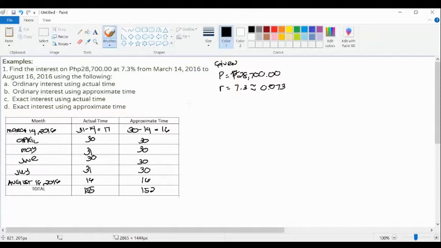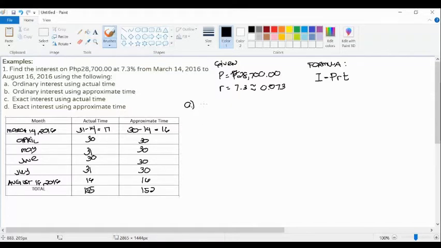Now we can answer the first question. If we recall, the formula for the interest is equal to the principal times your rate times your time. Okay? So for A, we have ordinary interest using actual time. And for the exact interest, we're going to use the number of days of the loan over 365 days.